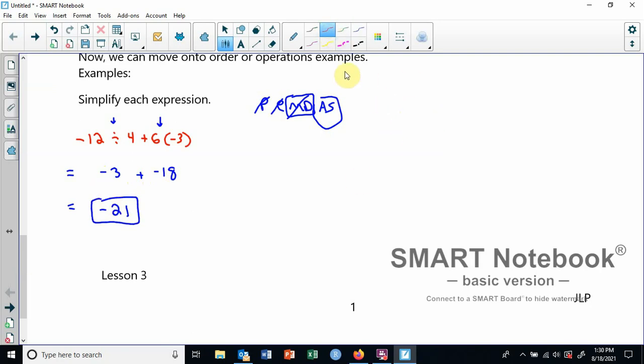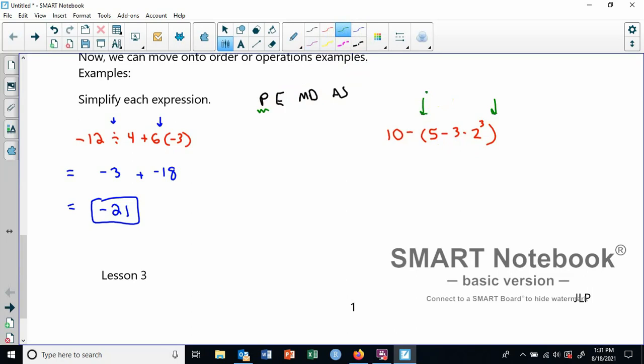Let's do another one. I might erase this and rewrite it so we can kind of go through it like a checklist. Let's see, how about 10 minus parentheses 5 minus 3 times 2 to the third power, close parentheses. And so if I'm going to run through my order of operations, the first thing I look for is grouping symbols, parentheses, and I see that I have some grouping symbols right here. So from here to here, I'm going to work using my order of operations inside here first.